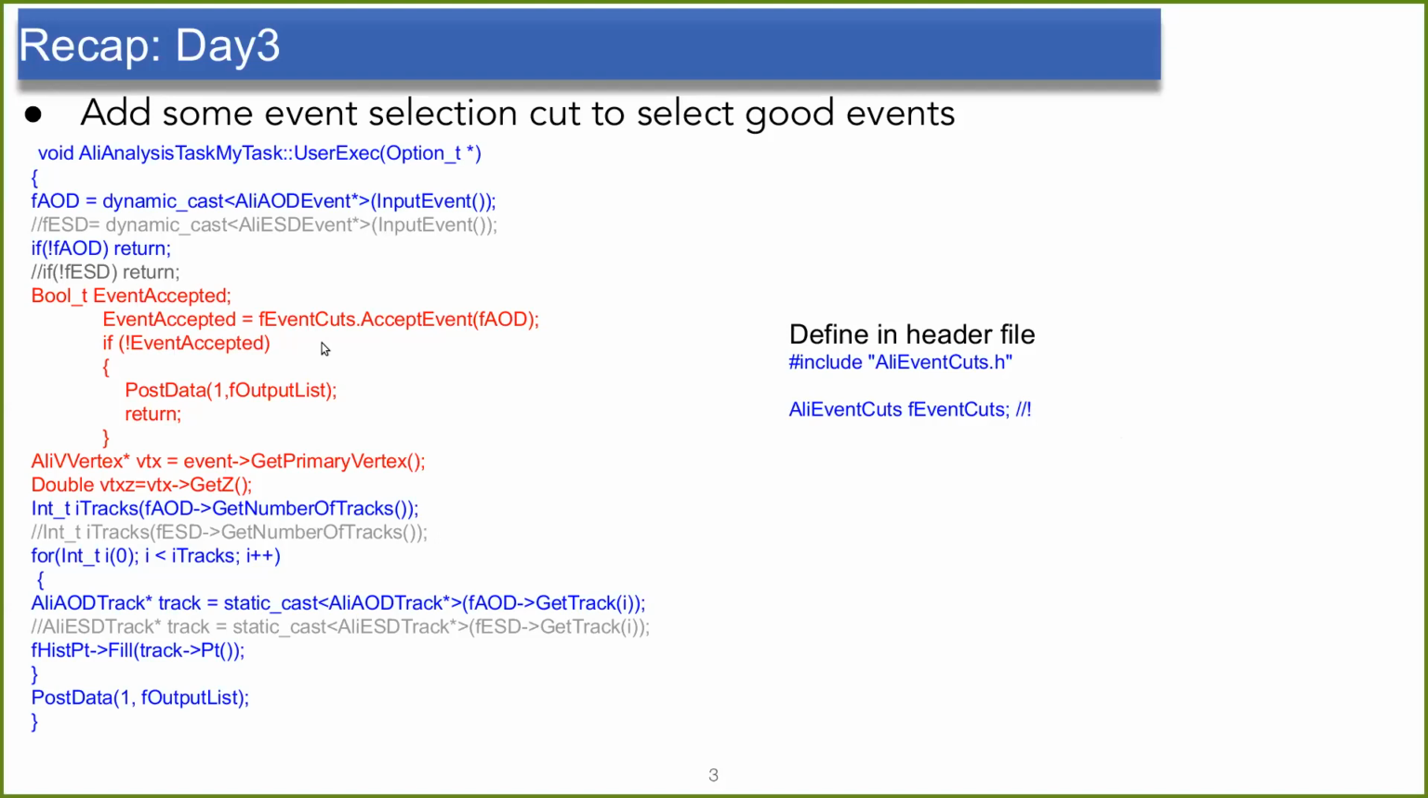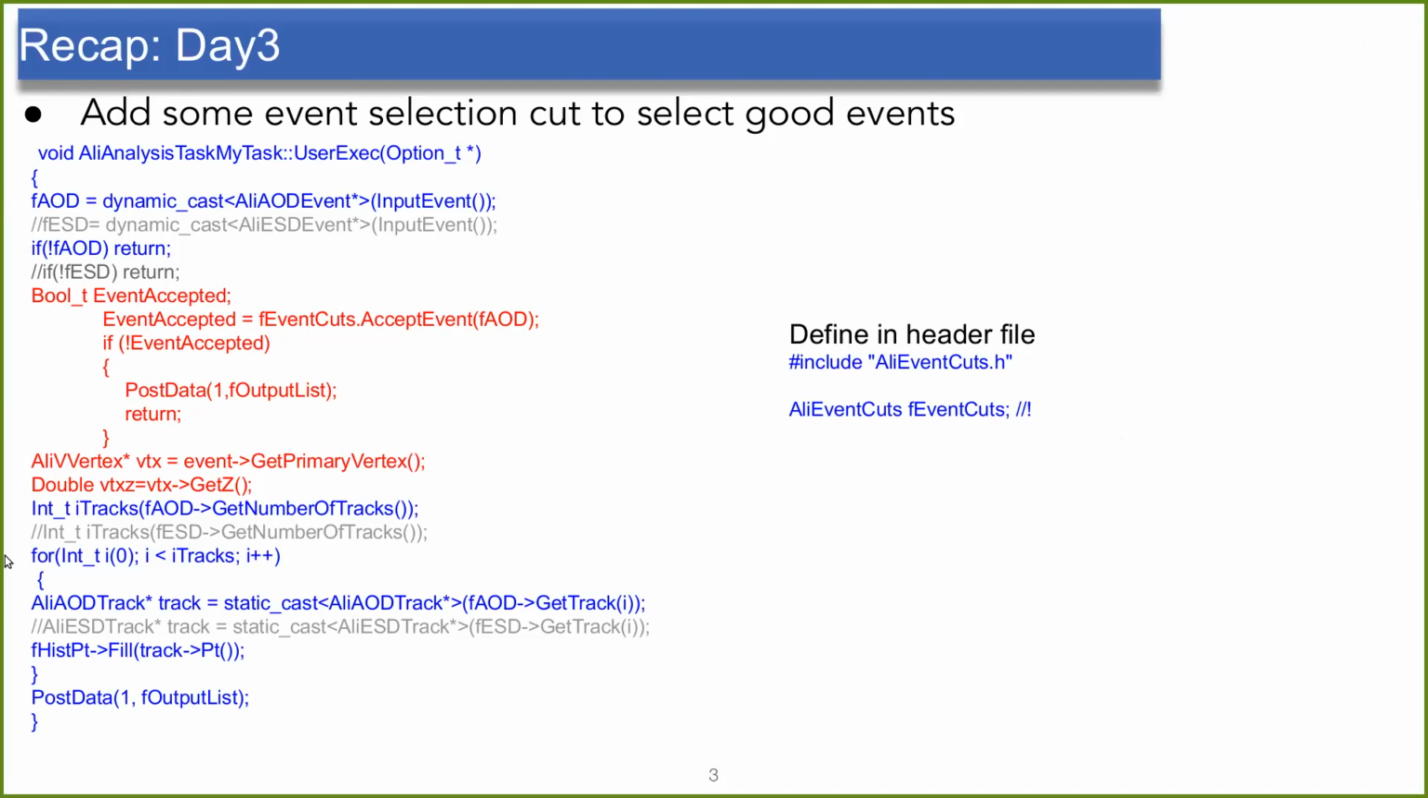And one just needs to check, if we have a pointer for the given event, whether the event is accepted by this AliEventCuts or not. If it is accepted, then one can further use it in the analysis, and from those events one can also extract some event properties like the vertex condition, which I have shown here. One can do it like this.